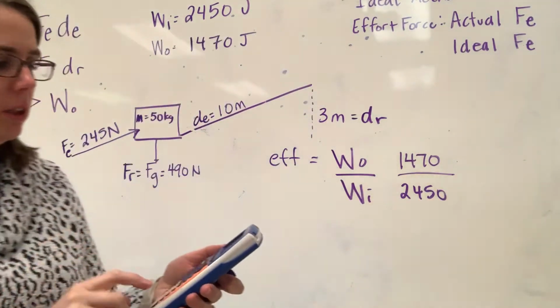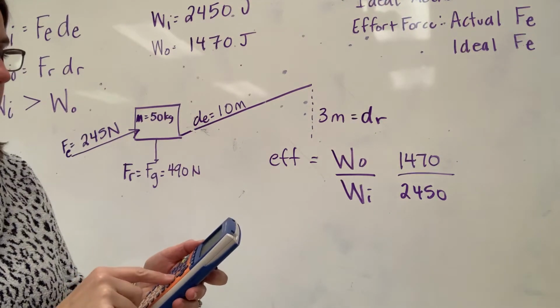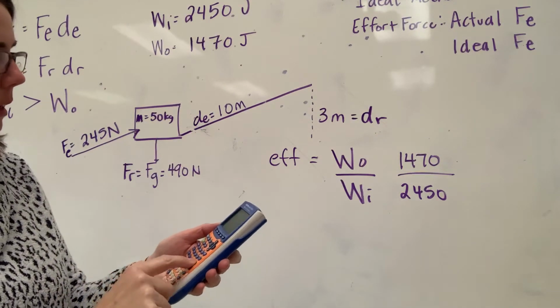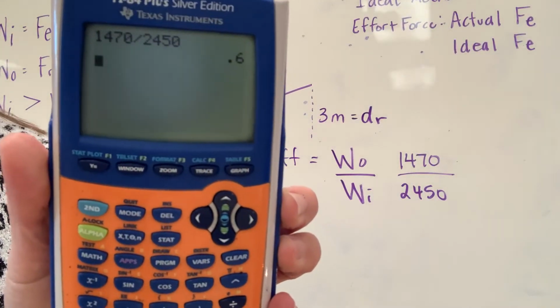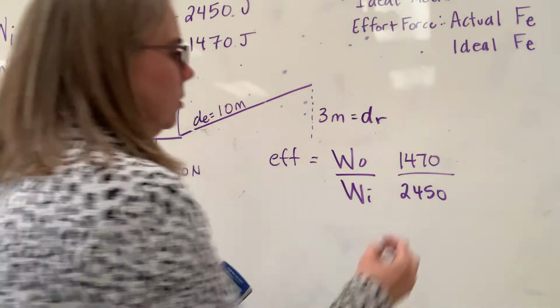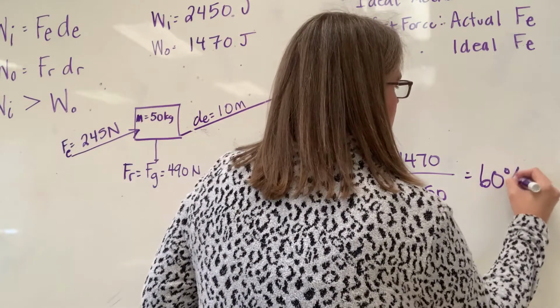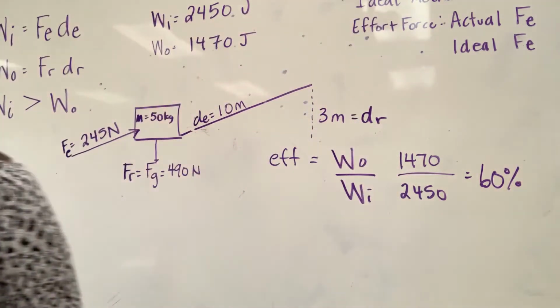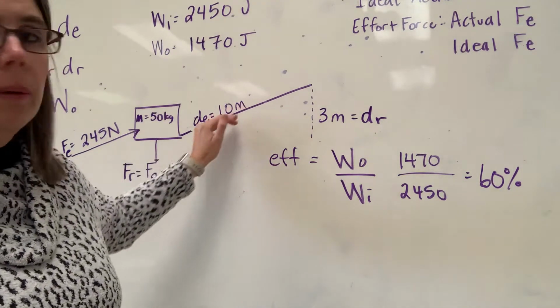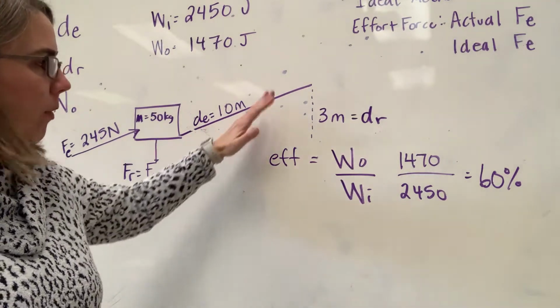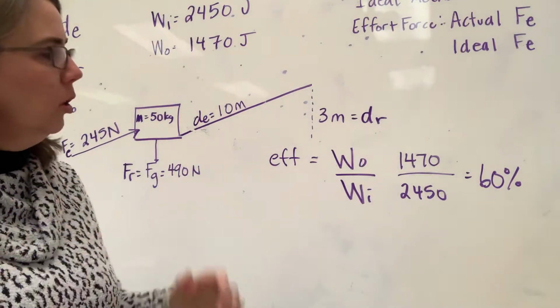So for this particular machine, again, all you do, it's very simple. You just divide 1,470 divided by 2,450. My calculator, you can see, says 0.6, but you need to put it as a percentage. So that's 60%. So this machine is not very efficient. It's only 60% efficient. The reason that it's not so efficient is there's probably a lot of friction on this ramp. And so there's a lot of work lost due to friction.